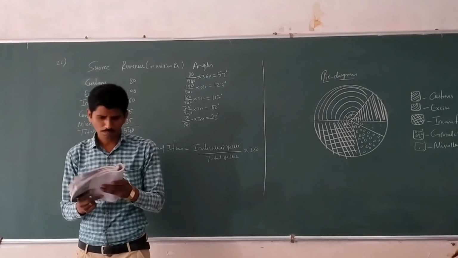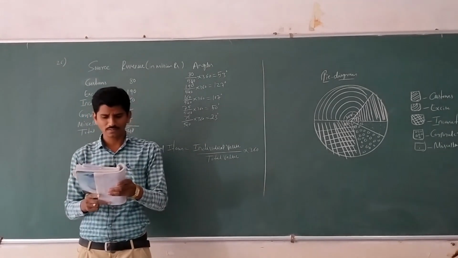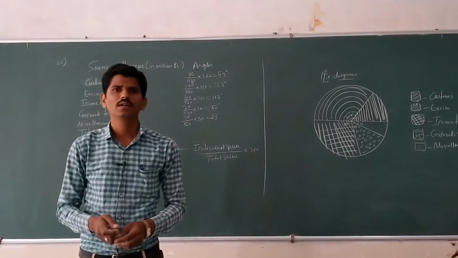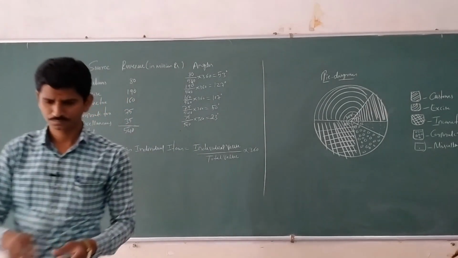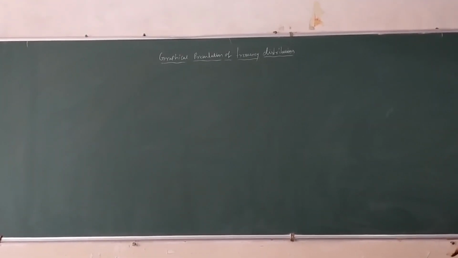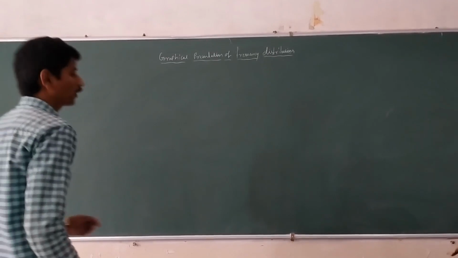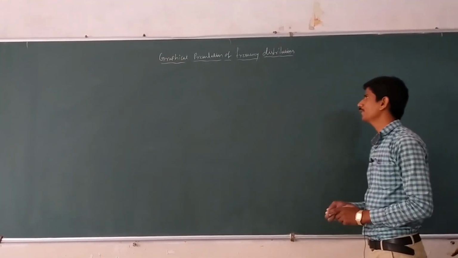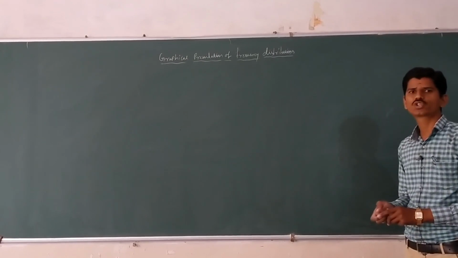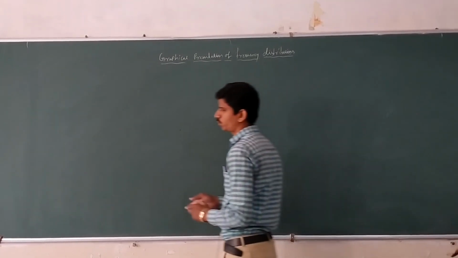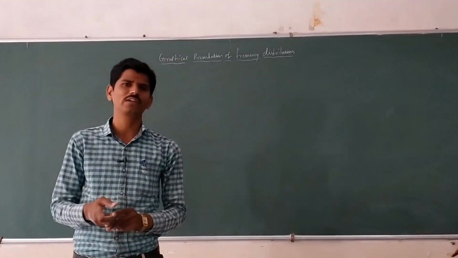The next problem is based on the diagrammatic presentation. The next we shall start is the graphical presentation of the data. The diagrammatic part is over. The next point is graphical: the graphical presentation of frequency distribution. Next we have to start the graphical methods.